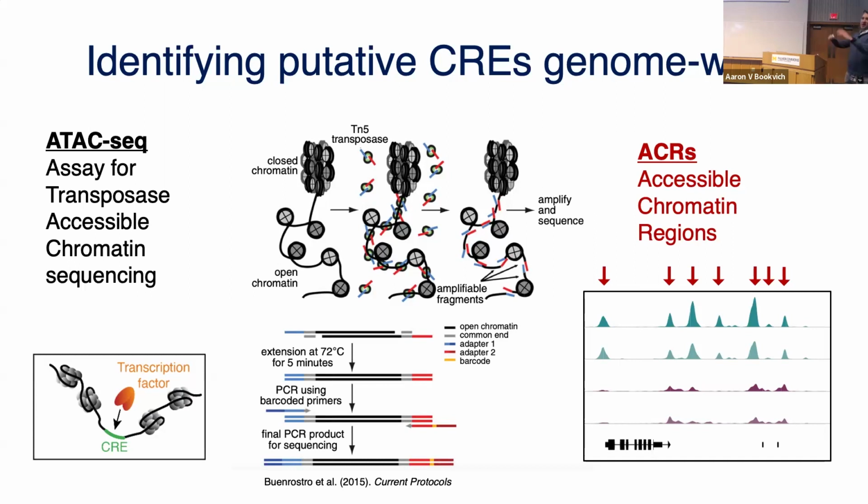And all of those methods, I should point out, sort of leverage the biochemical feature of regulatory elements in that typically they require accessible chromatin for activity, right? So a transcription factor, most transcription factors can only bind regulatory elements that are located within accessible chromatin.